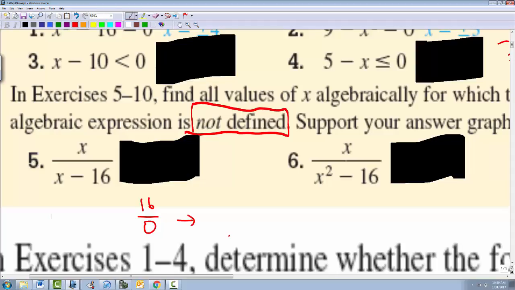Remember grade school? Who goes in the garage? 16. Who goes outside the garage? What times 0 equals 16? Nothing. So in number 5, x cannot equal 16 because the function does not produce a valid output value, which is range. No valid output value, I can't plug in that value for x. Very simple.